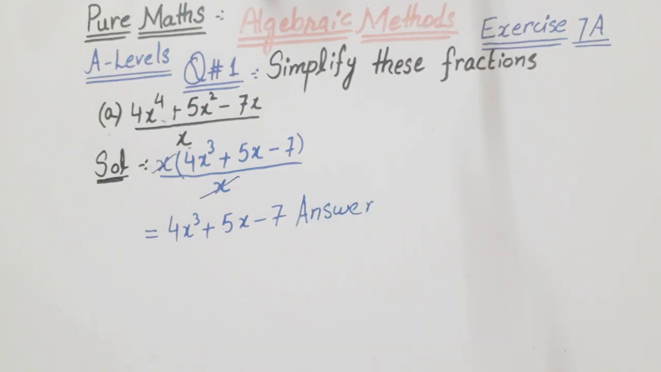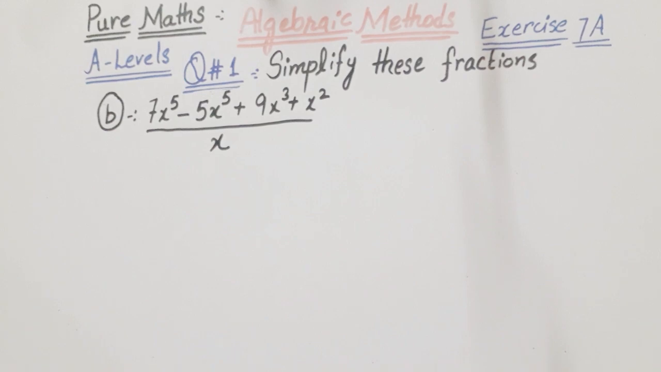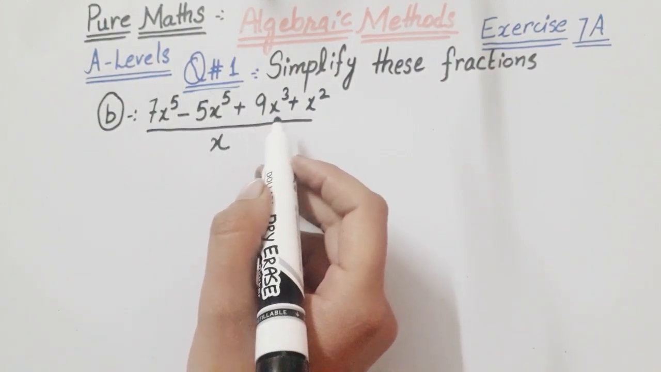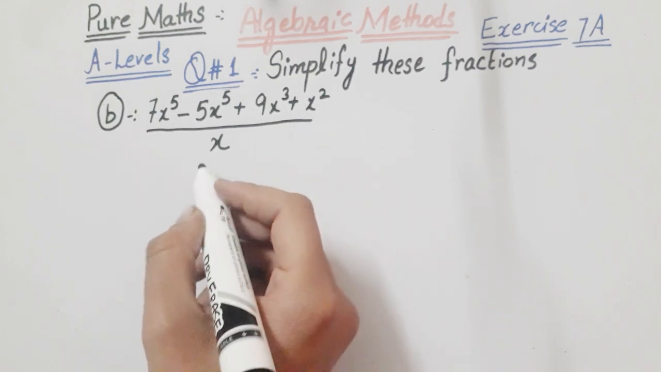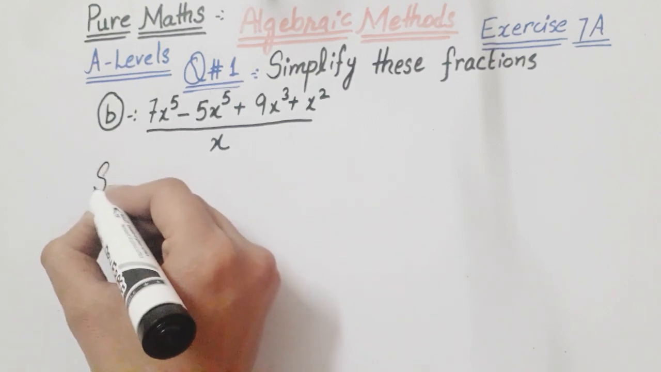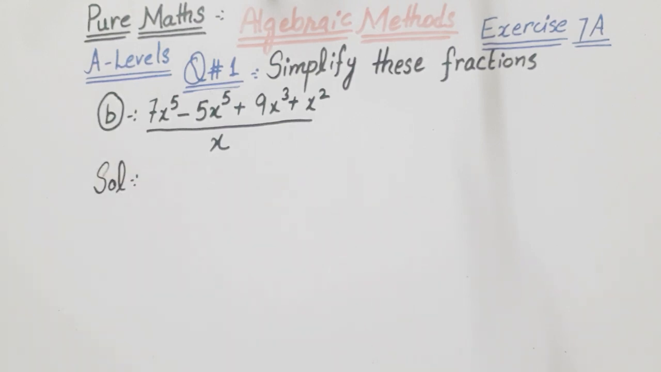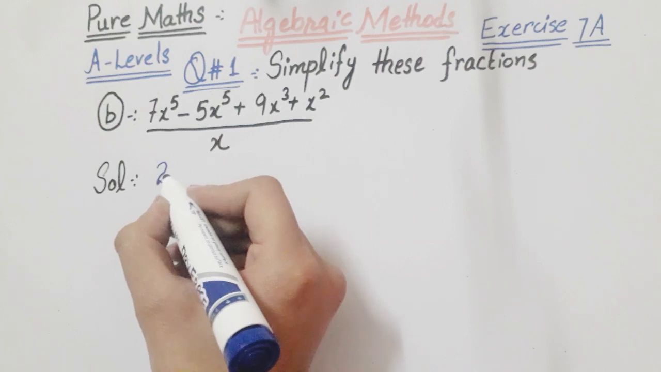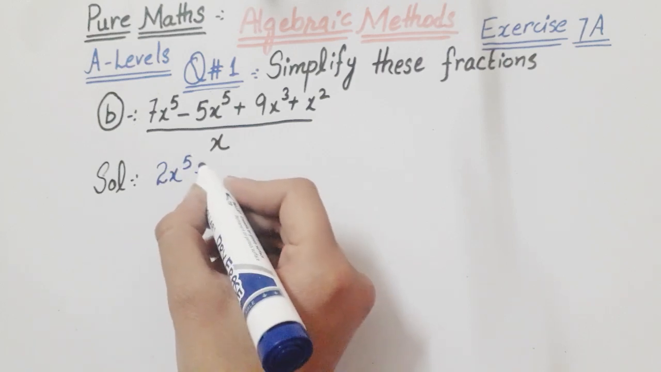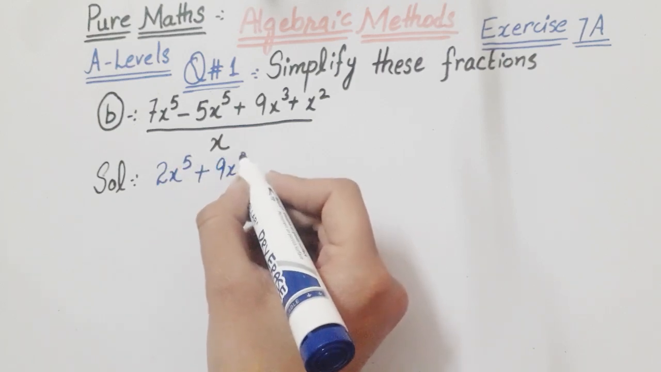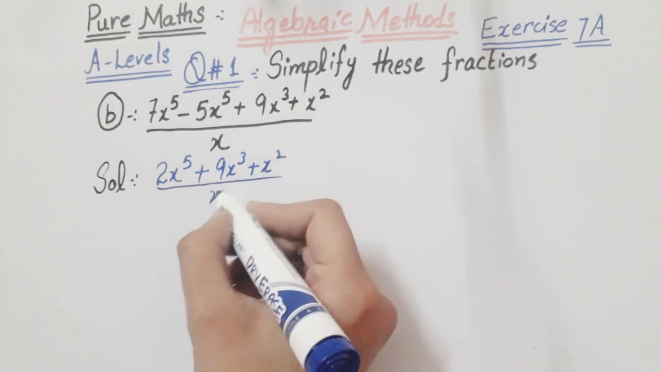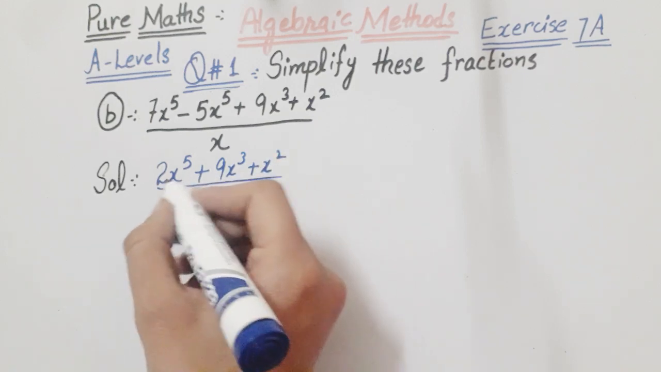Now we will solve part B. Part B is 7x^5 - 5x^5 + 9x^3 + x^2 by x. We will solve this. First of all, 7x^5 - 5x^5 becomes 2x^5 + 9x^3 + x^2 by x. We will take x^2 as common.